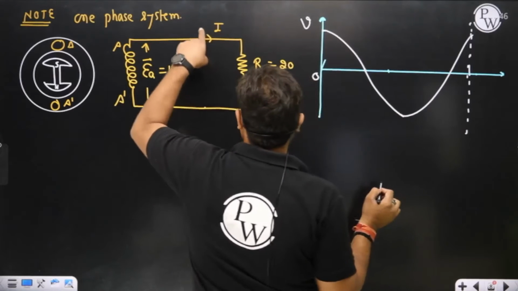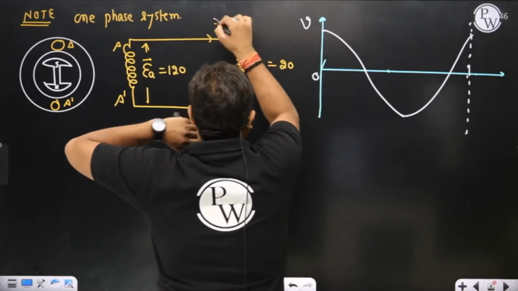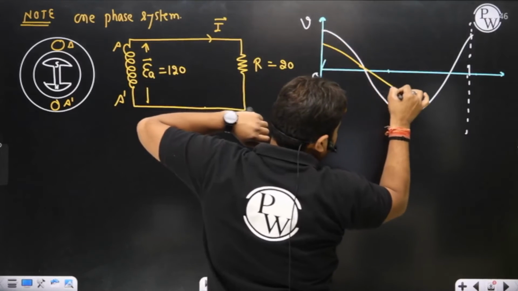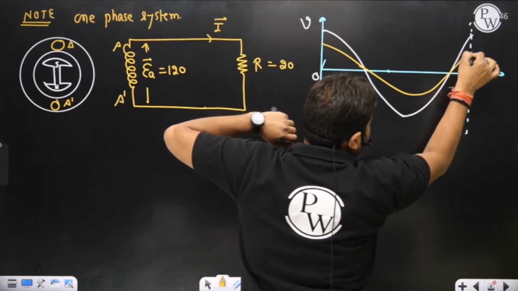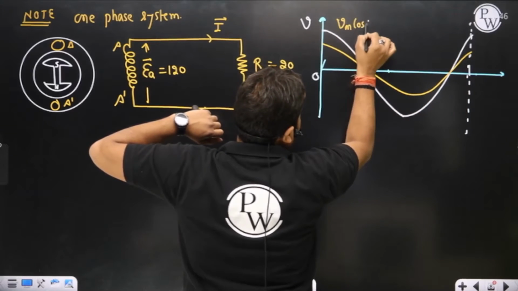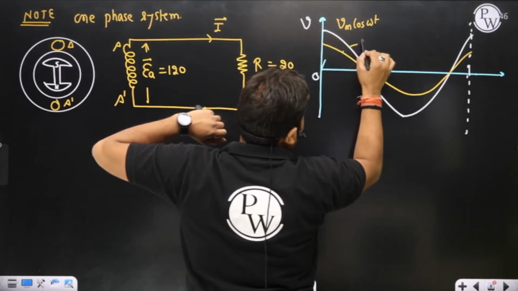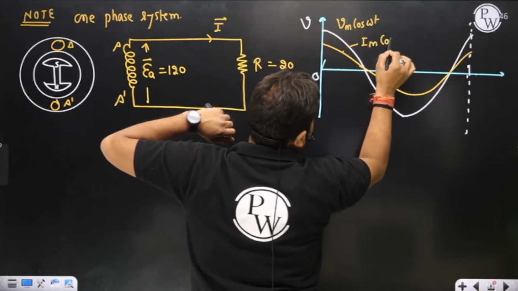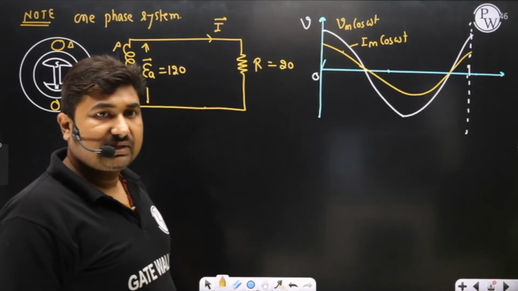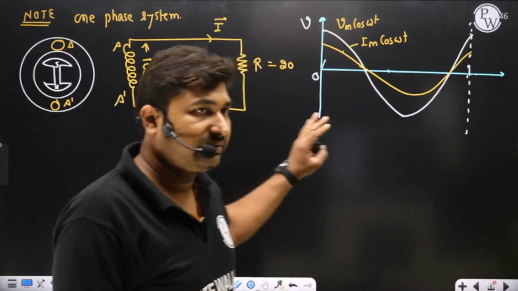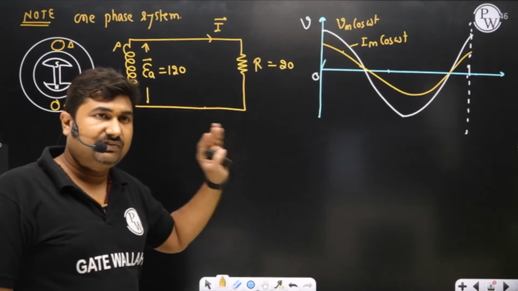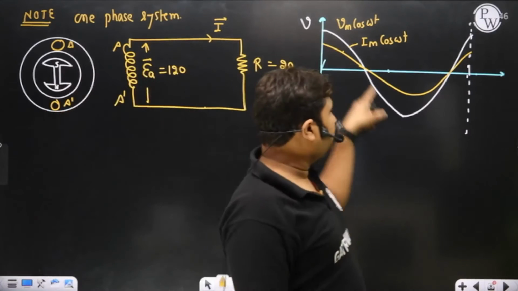What is the current? Current will become E by R. So current E by R means current is in phase with the voltage. Please try to understand here. We have Vm cos omega t, so for Vm cos omega t we have Im cos omega t, because it is a resistive load. Once again, please observe, it's a single phase system. Presently I am representing a single phase, so a single phase alternator will have this induced EMF.